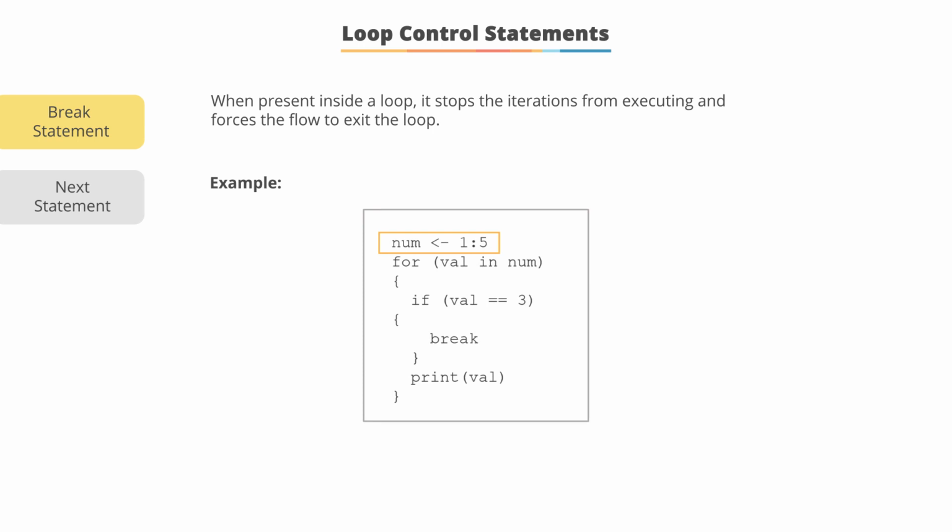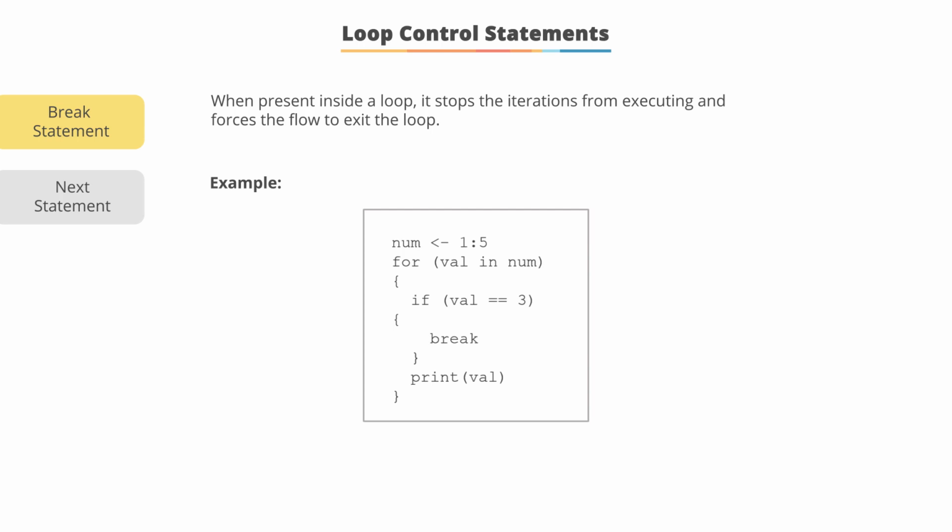So we create a vector called num, which contains the values from 1 through 5. And for the values in num, if the value is equal to 3, break. Otherwise, print the value. When we run this code, it will print 1, and then it will print 2. But when we get to 3, if 3 is equal to 3, that breaks the loop. Now it's done running. Nothing else happens. So the output for this code is just 1, 2.